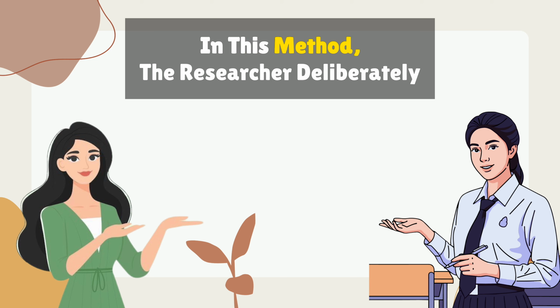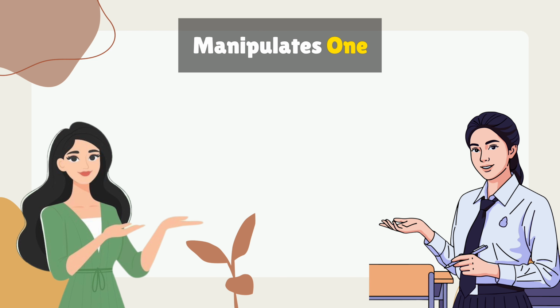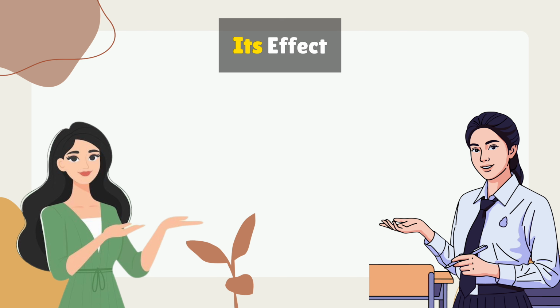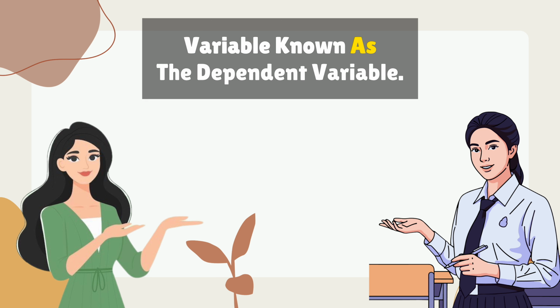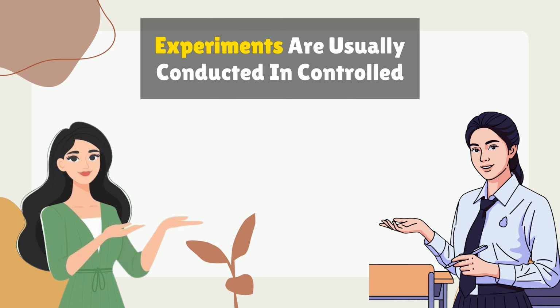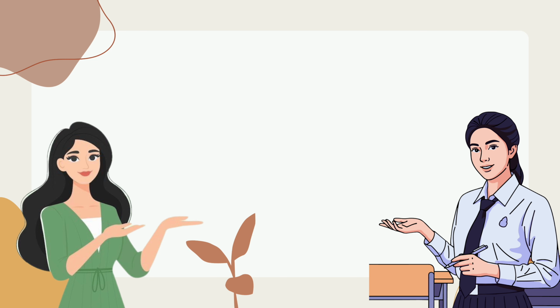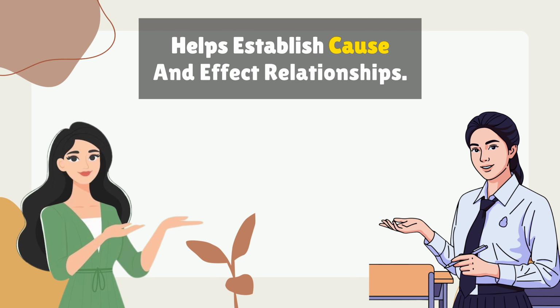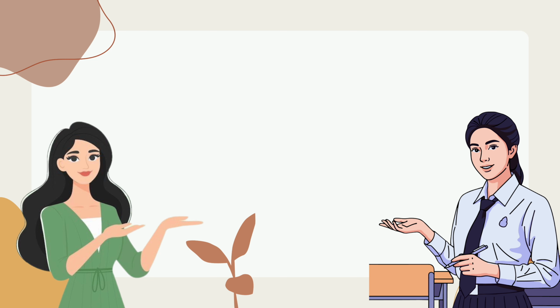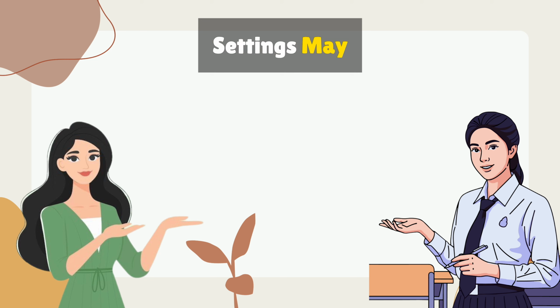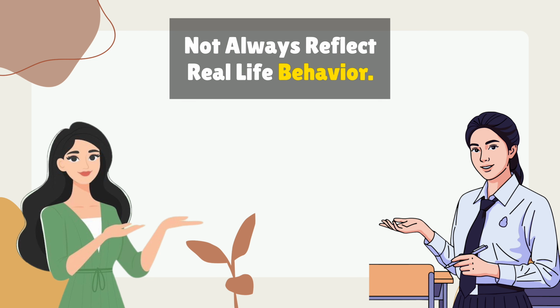In this method, the researcher deliberately manipulates one variable, known as the independent variable, and observes its effect on another variable, known as the dependent variable. Experiments are usually conducted in controlled conditions, either in laboratories or in natural settings. The main advantage of the experimental method is that it helps establish cause and effect relationships. However, its limitation is that behavior in artificial settings may not always reflect real-life behavior.